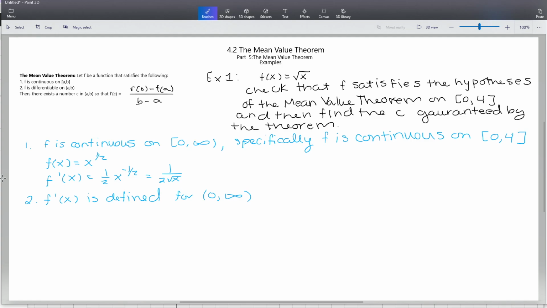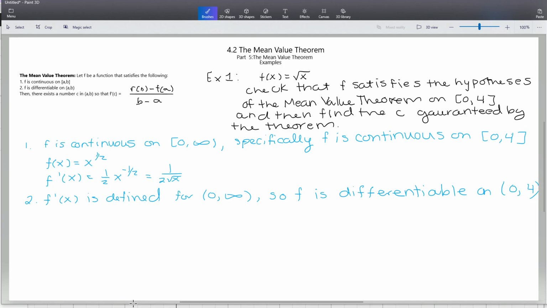not including 0. It's only defined for non-negative values because of the square root, but it's also not defined for x equals 0 because it's a rational function in which 0 in the denominator would make it undefined. So f is differentiable on the open interval 0 to 4.